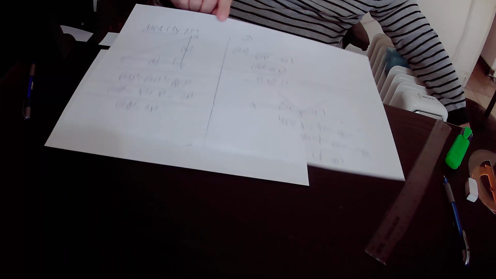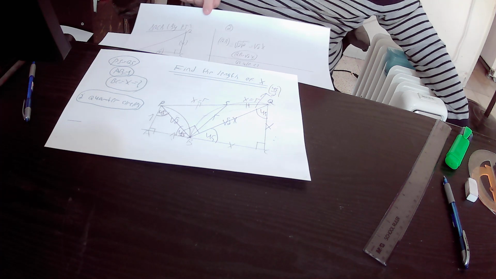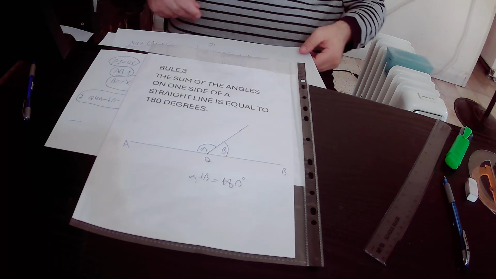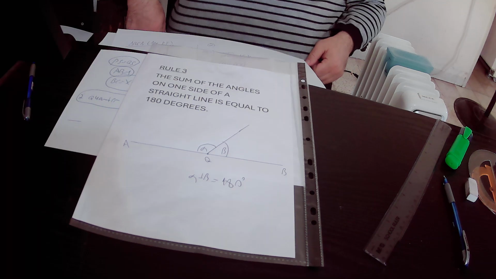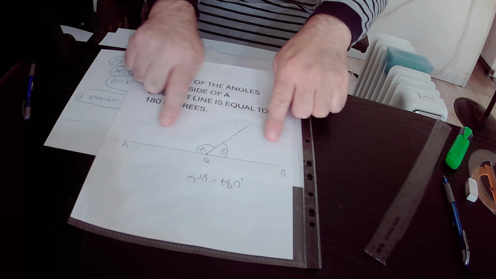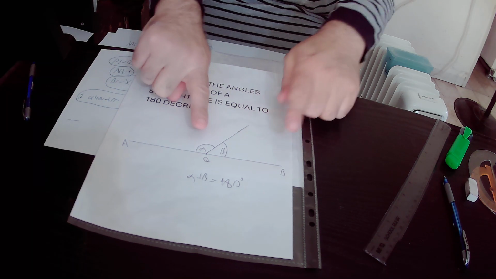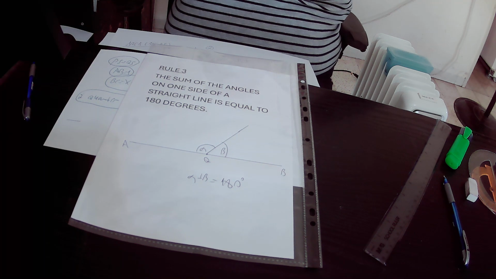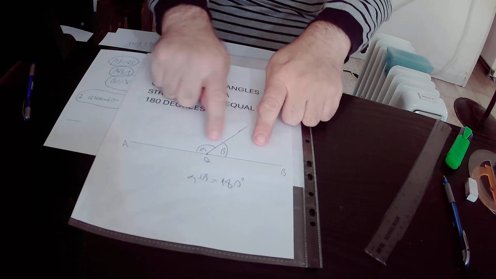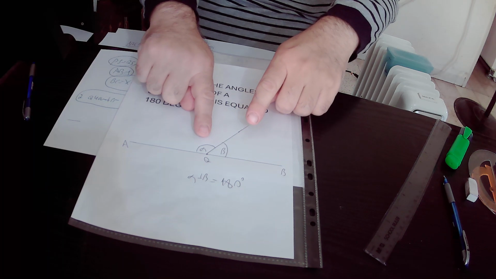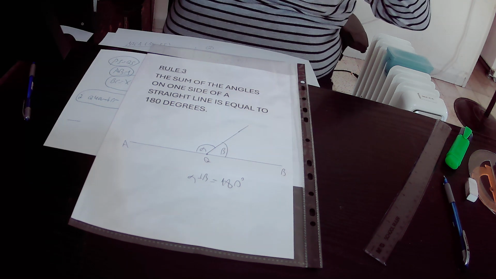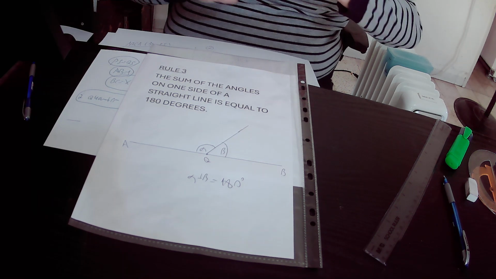I presented to you rule number 3 and implemented rule number 3 in our drawing. According to rule number 3, the sum of the angles on one side of a straight line is equal to 180 degrees. So in the drawing we have the straight line AB. If you focus on the upper side of the straight line AB at point Q, the sum of the angles must be equal to 180 degrees according to rule number 3. So which angles do we have at the upper side of AB at point Q? We have this angle alpha and the other angle beta. So in total alpha plus beta must be equal to 180 degrees according to rule number 3.